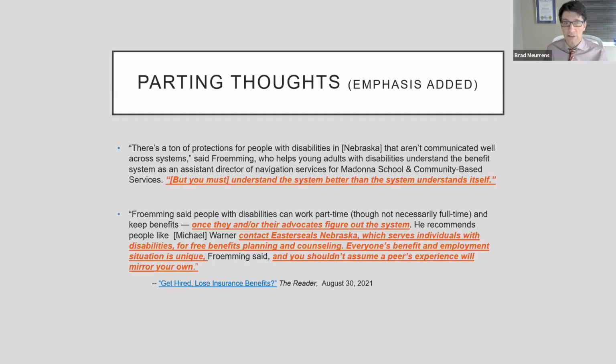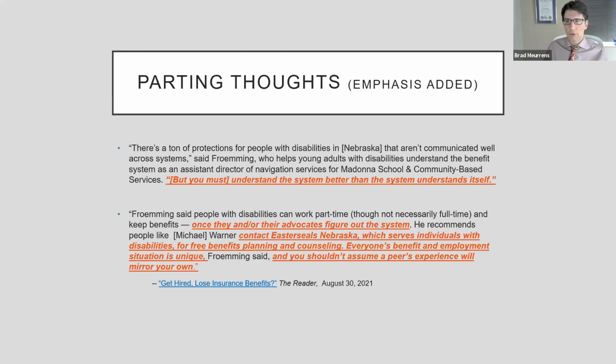A couple of parting thoughts. Going back to the Reader article, I think there's some really good points in here. Ian Fromming talks about how you must understand the system better than the system understands itself. And he's a benefits planner. I think the point with that is that it underlines the importance of talking to your benefits planners and getting benefits counseling. Those are the folks that will know the ins and outs and what other things might be out there that you might be eligible for.